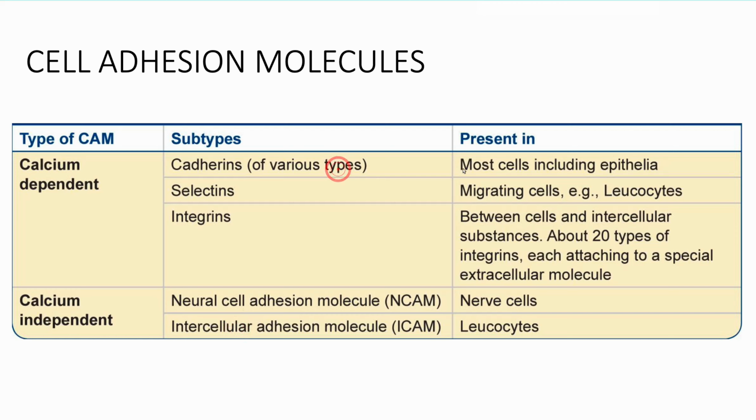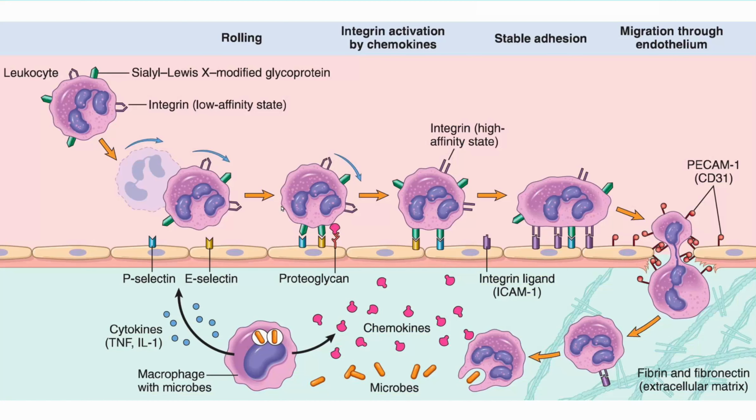These cadherins are mostly present in the epithelial cells. The selectins and integrins are present mostly in white blood cells or leukocytes. We will see one example of selectins and integrins in the next slide, and we will deal with multiple cadherins in the upcoming slides.